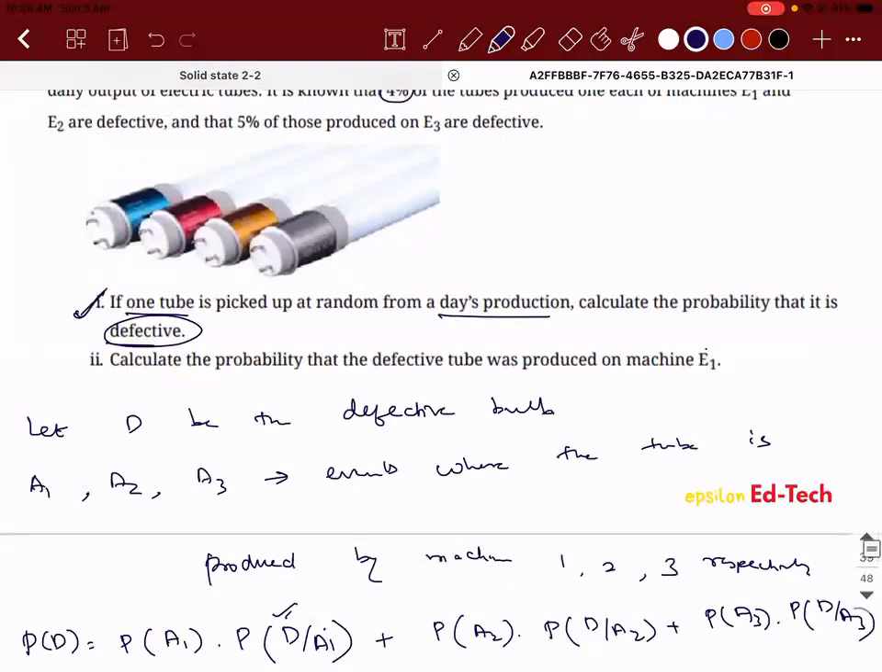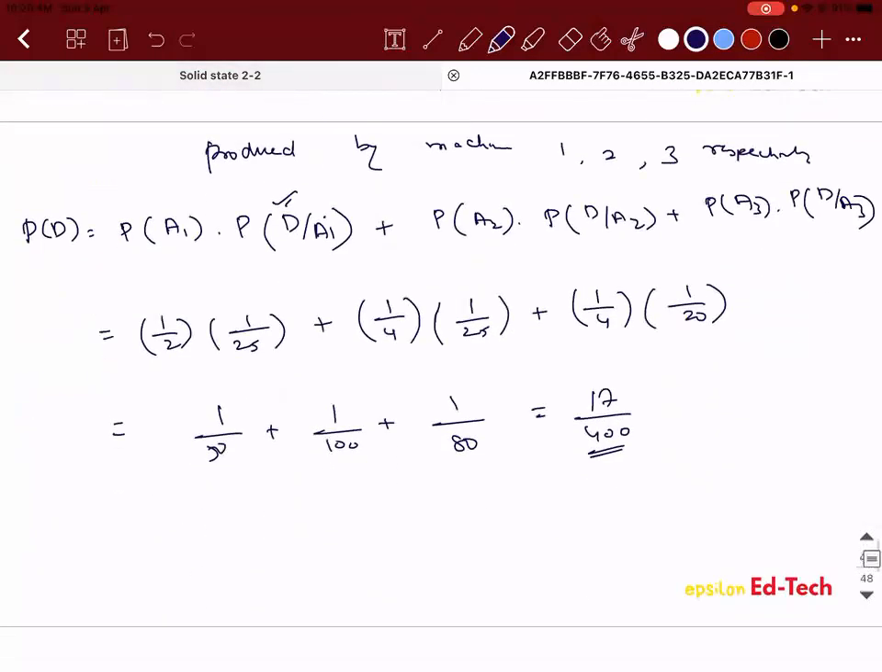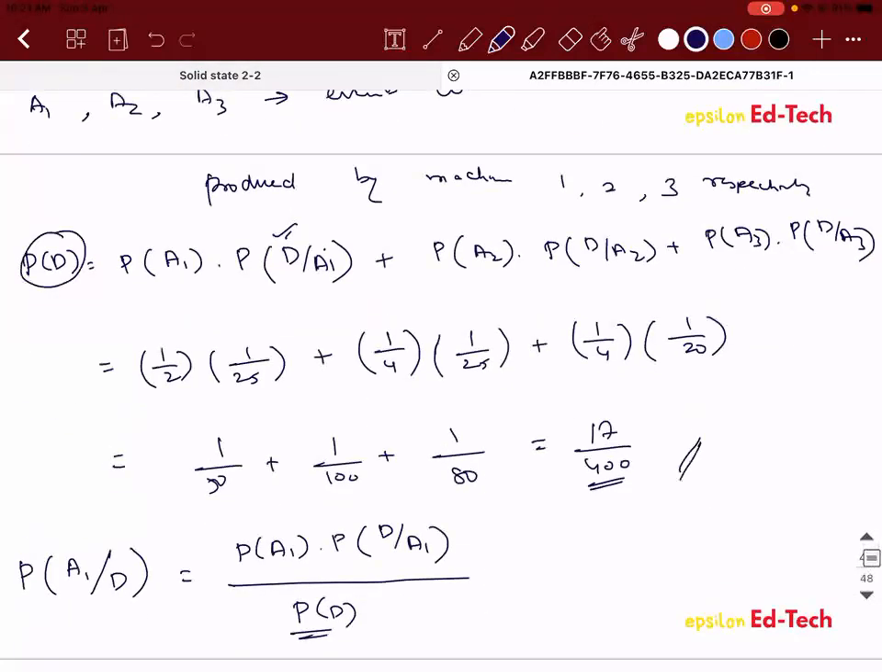Now, how do you calculate that the defective tube was produced by machine E1? So what are they asking? The probability of finding that it is manufactured by machine 1, given that it is a defective one, is equal to what? That is probability of A1 into probability of D given A1, divided by the sum of all the probabilities. That's what we already calculated, P of D.